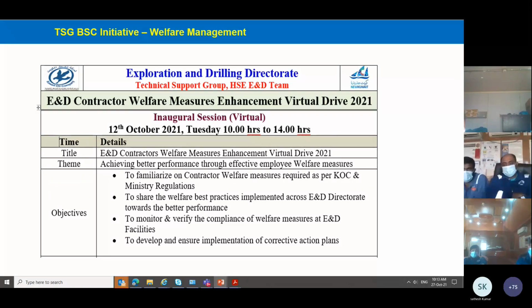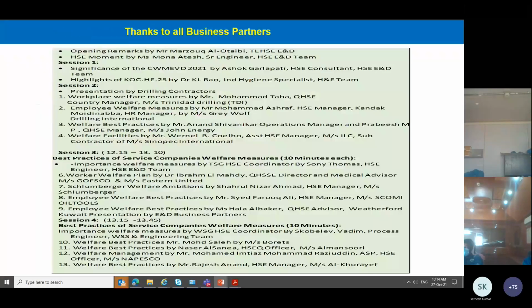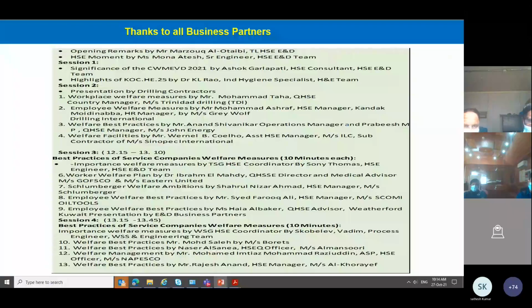To monitor and verify the compliance of welfare measures at E&D facilities, to develop and ensure implementation of corrective action plans, whichever we are doing from the audits and inspections. So going back to the 12th October 2021 inaugural session, it was presented by so many business partners. Of course, our HSE group was there. We did 4 sessions considering the inaugural session. In session 1, we talked about the importance. Session 2 was by the HSE group and all the business partners.